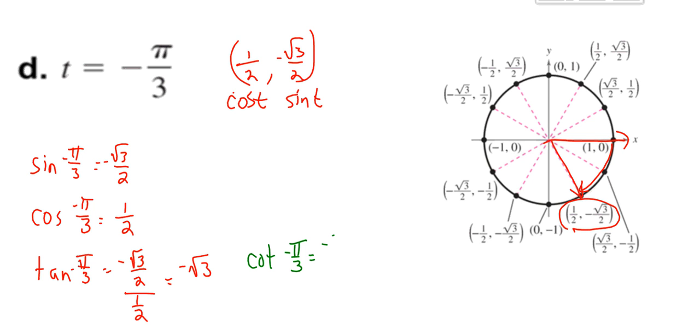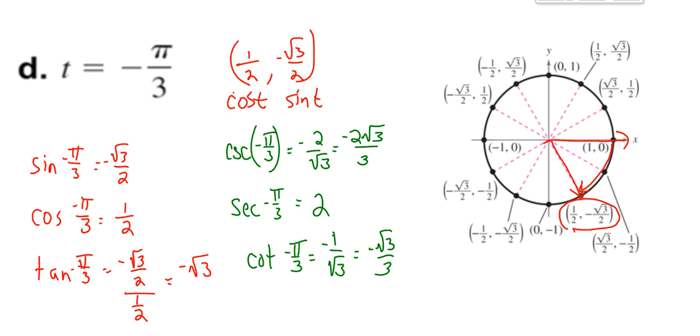Cotangent, when I use the reciprocal there, hopefully you're clueing into the fact that negative 1 over the square root of 3 is going to be negative square root of 3 over 3. And then secant, we just flip that 1/2 to make it 2. Cosecant, we get negative 2 over the square root of 3. Rationalize the denominator, negative 2 square root of 3 over 3. And then I went back and thought, I should have put parentheses around each of those to have a little better form as we look at that.